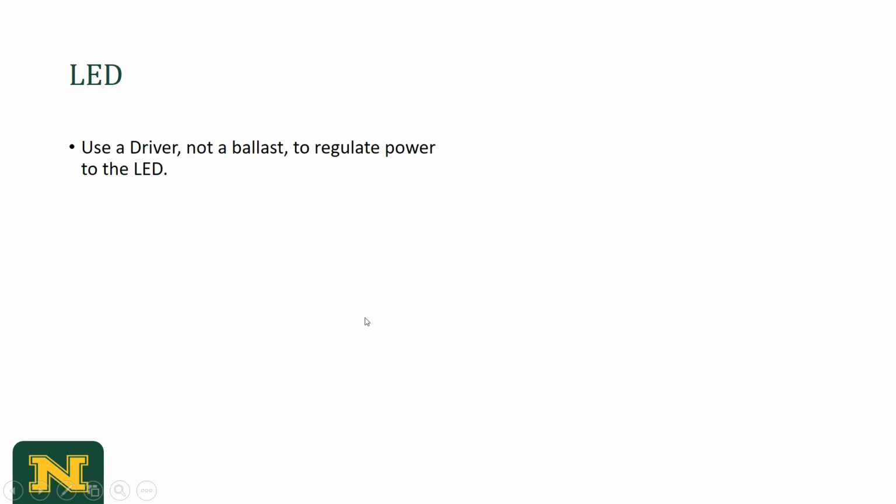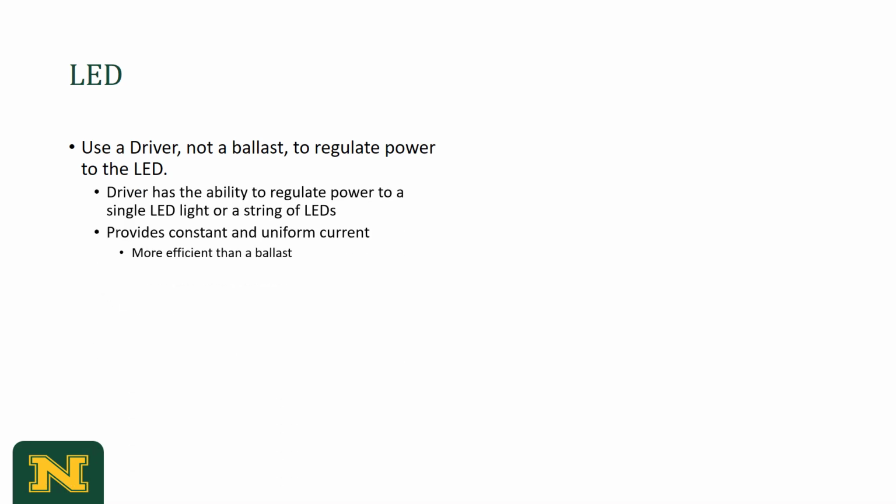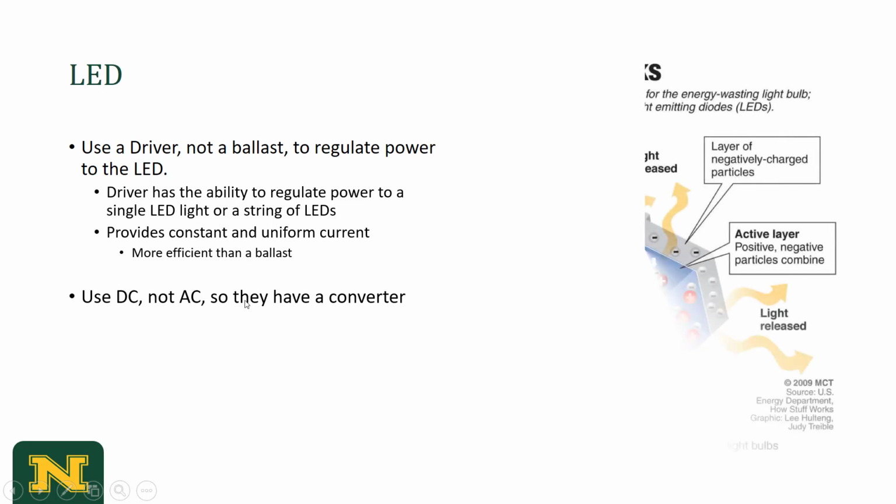So instead of using a ballast, they use a driver. That driver is what regulates power to the LED. The drivers actually have the ability to regulate power to a single LED light, depending on how the fixture is set up, or to a string of LEDs. They provide that constant uniform current. They're a lot more efficient than a ballast. The big issue here, though, is we use DC power instead of AC power, so they do need to have a converter in there.